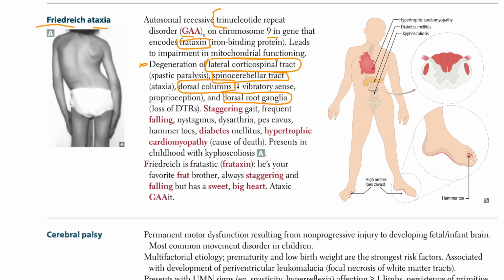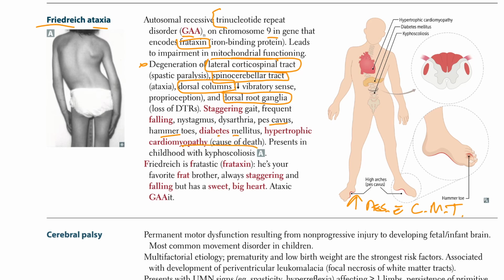The patient will have a staggering gait, frequent falling, nystagmus, dysarthria, pes cavus, and hammer toes. Pes cavus is a high-arched foot. It is also associated with what disease? Charcot-Marie-Tooth, right? Both pes cavus and hammer toes are associated with Charcot-Marie-Tooth. Diabetes mellitus also occurs, and hypertrophic cardiomyopathy is the cause of death.